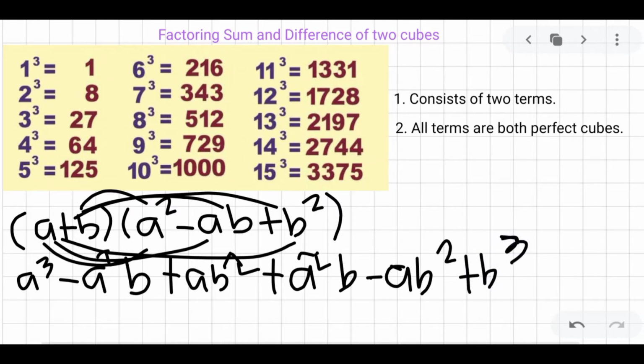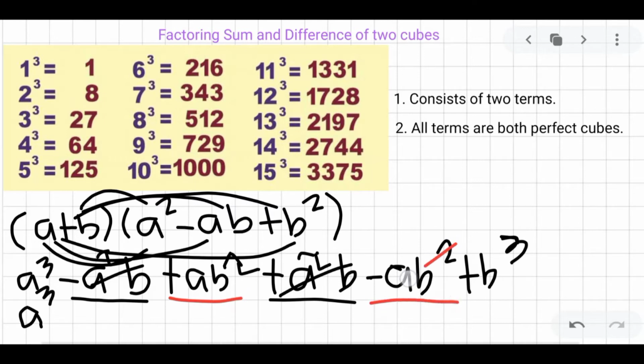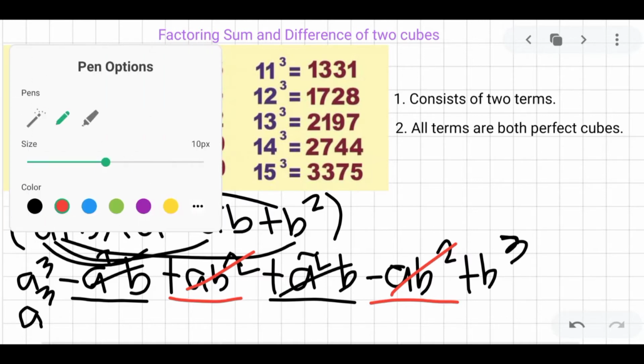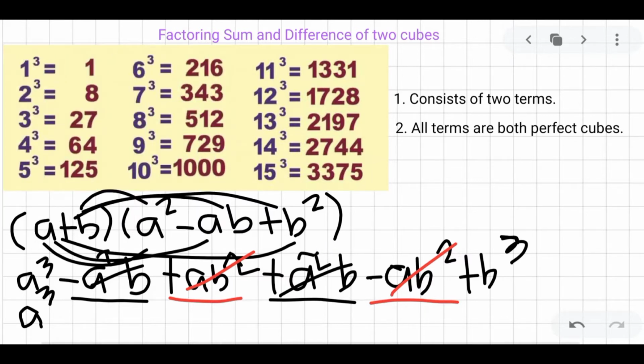So let's combine like terms. Bring down a cubed since it has no like terms. Negative a squared b plus positive a squared b cancel. 1 minus 1 is 0. Next is ab squared. Positive ab squared minus ab squared, the answer is also 0, cancel. Then bring down positive b cubed.